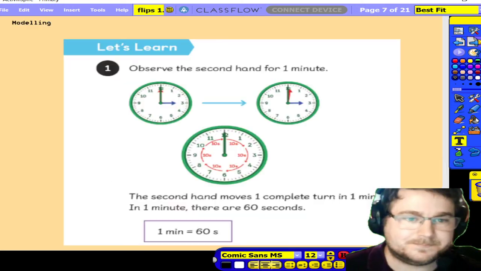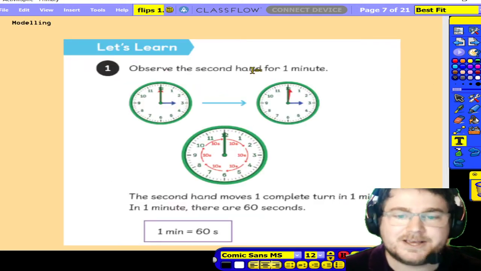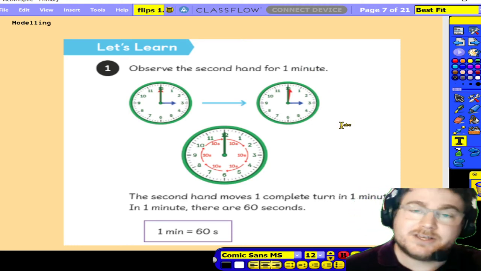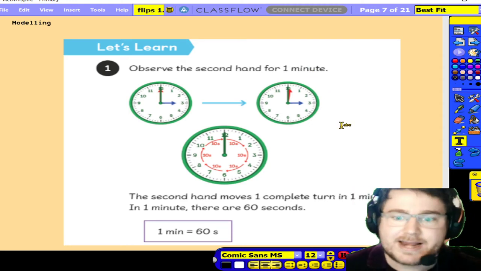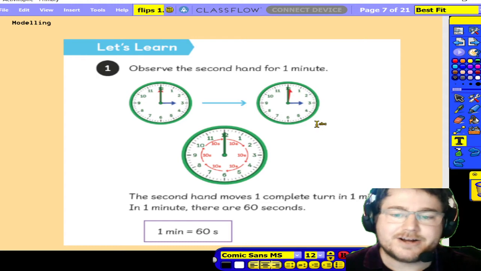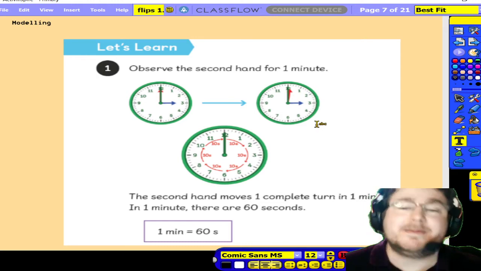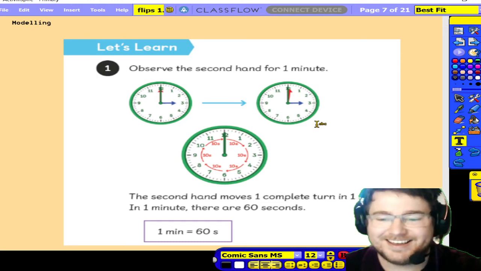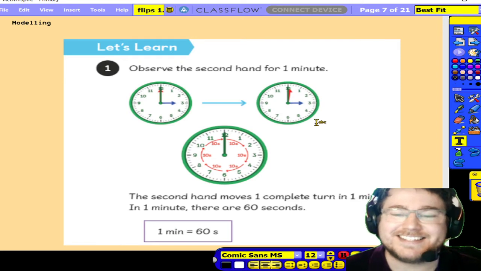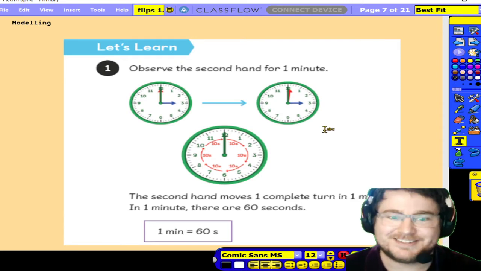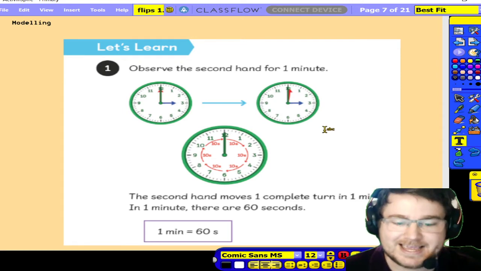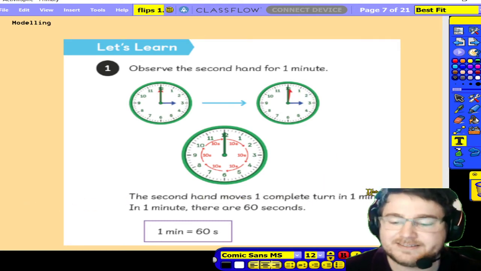Moving on. So, observe the second hand for 1 minute. As I said, you can go and grab a clock right now and have a look at the second hand going round. And tell me if I'm wrong, but it should go around 60 times. It should move 60 times in each minute. The second hand moves one complete turn in 1 minute. In 1 minute, there are 60 seconds. Therefore, 1 minute equals 60 seconds.